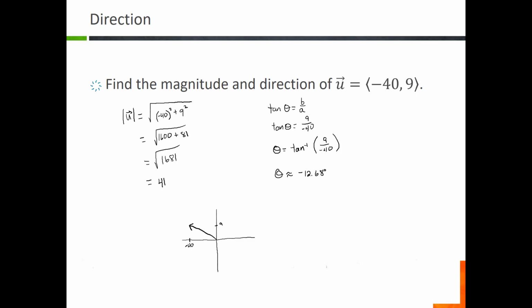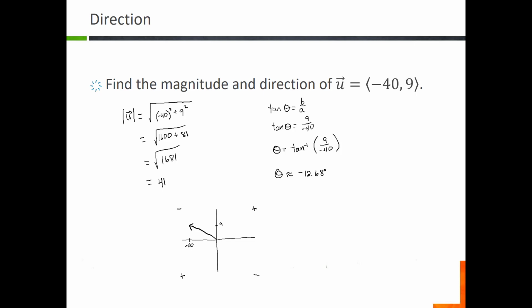Okay. Now remember, we think about tangent. Tangent is positive in the first and the third. It's negative in the second and the fourth. So when we computed this inverse tangent, where is this negative 12.68 degrees?